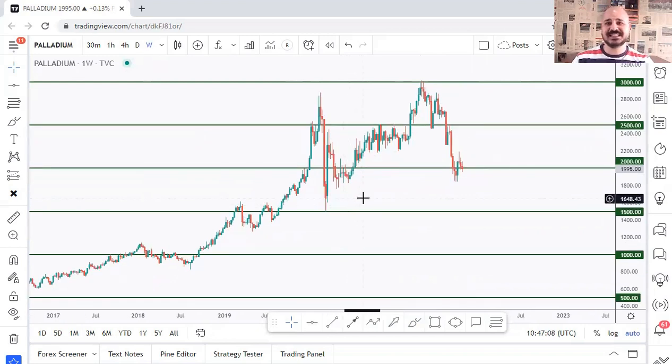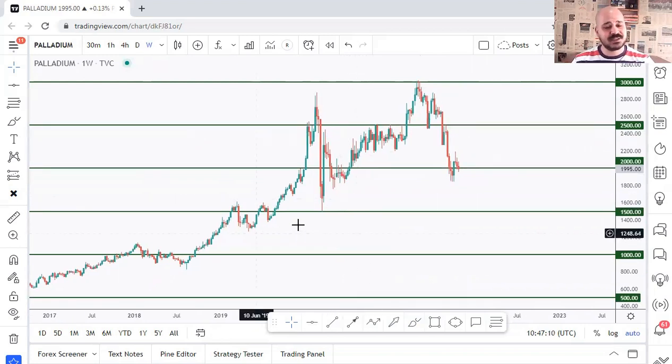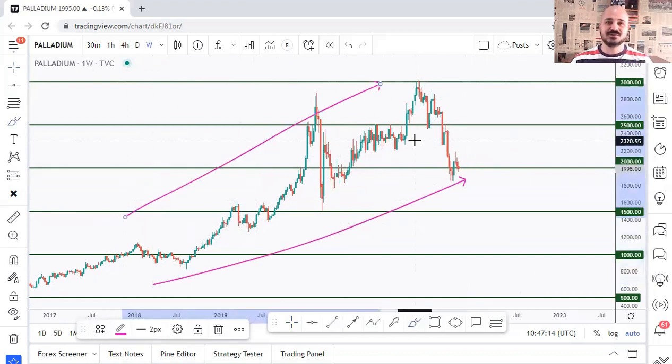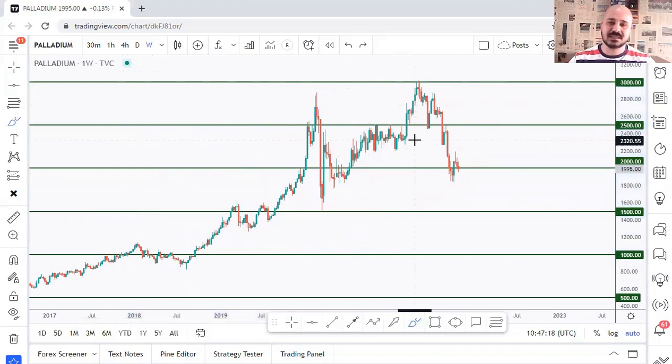Now, last but not least, we've got trend lines, right? So you know that Palladium is overall bullish, but we need to draw trend lines to cover the entire movement, or what I call to engulf the entire movement. We need what I also call the outer trend lines, right? So the upper bound and the lower bound.